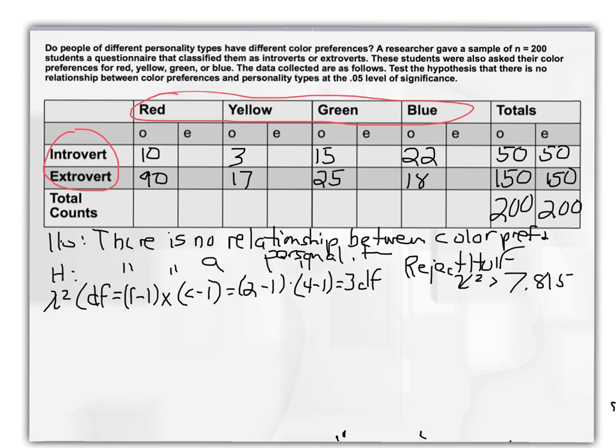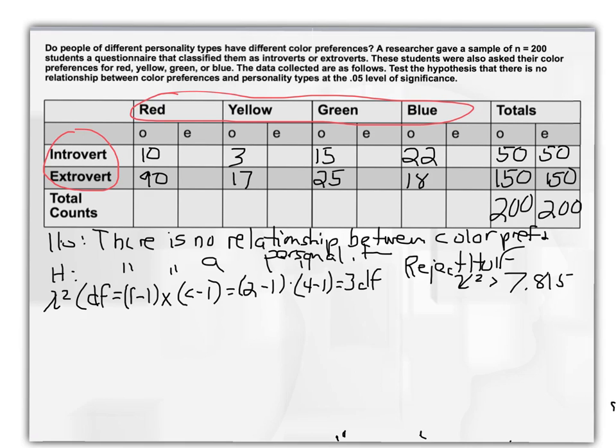What makes this problem difficult is we have different numbers of introverts and extroverts. So we just can't look at the data and say, well, more extroverts prefer red because we have more extroverts to begin with. We have to look at proportions. And that's where the expected cell counts come in.